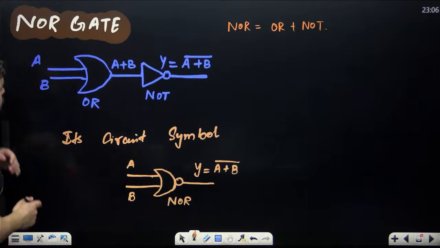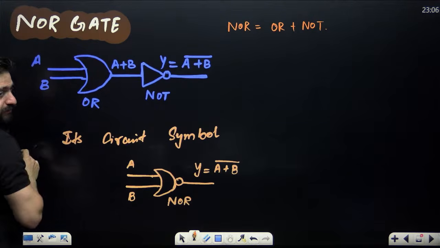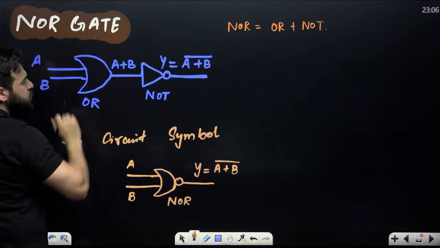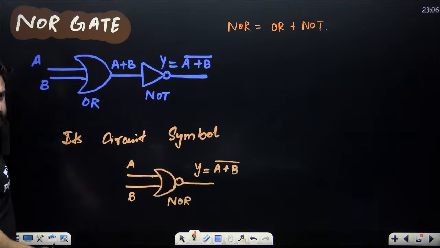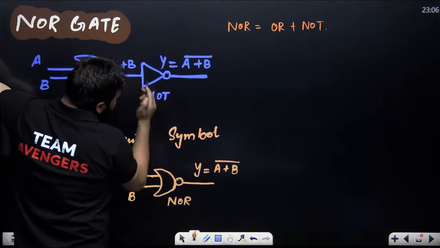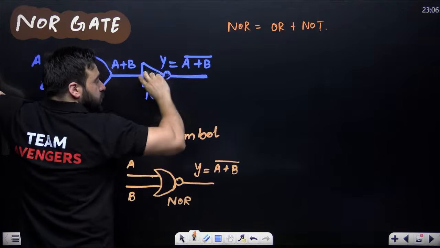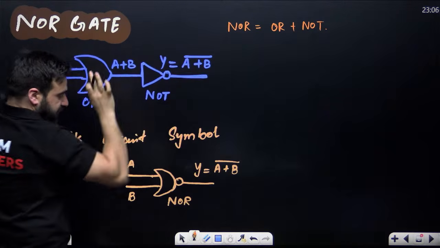Now see, this is OR. This is the input A, this is input B. What is the job of this OR? Its job is to do addition, A plus B. Now, this output of OR further goes into NOT. So the job of NOT is to put the inverse. So this is the final output.